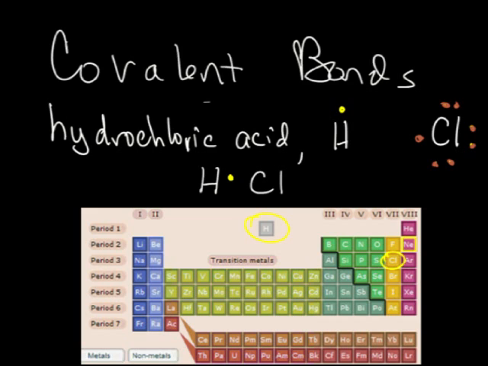When bonding, hydrogen has one electron, and it would like to fill its outer shell with one electron from the chlorine, sharing. Chlorine has 7 valence electrons and needs 1 to complete its outermost shell to get 8 valence electrons. It uses the hydrogen electron. Thus, they are sharing the electrons in the configuration shown on the screen.